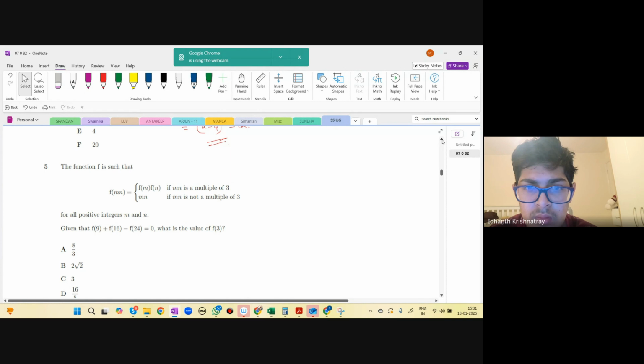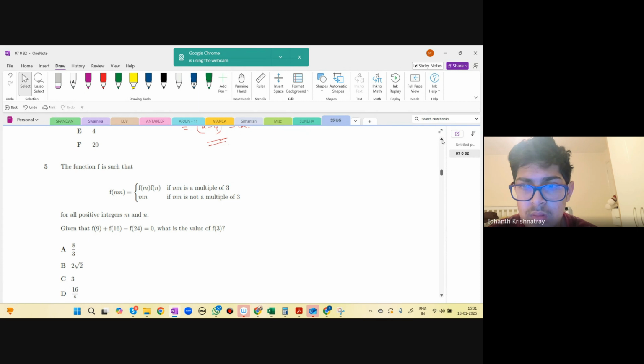Function f is such that f of mn is equal to fm into fn if m into n is a multiple of 3, and this would be mn if mn is not a multiple of 3, for all positive integers m, n. Given that this is 0, how do we approach this?